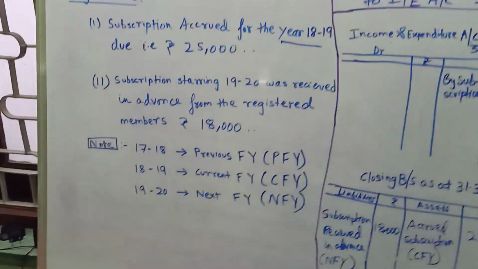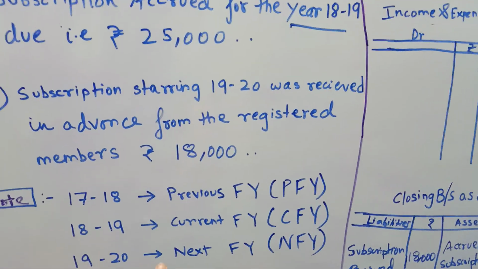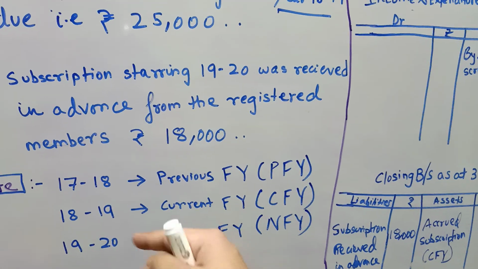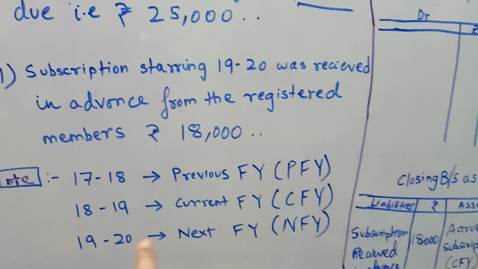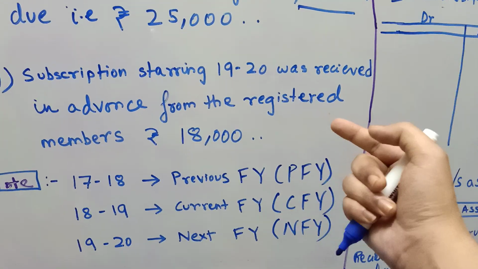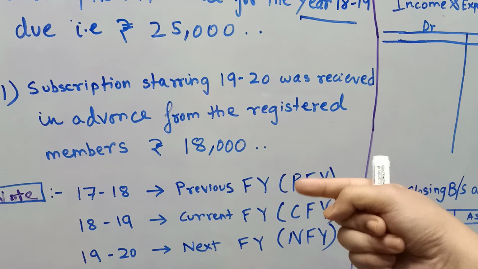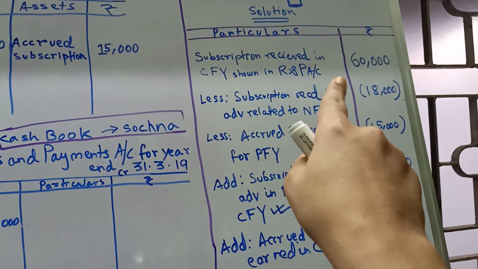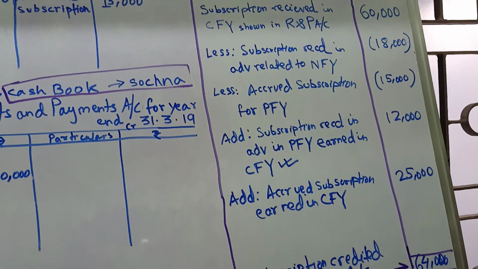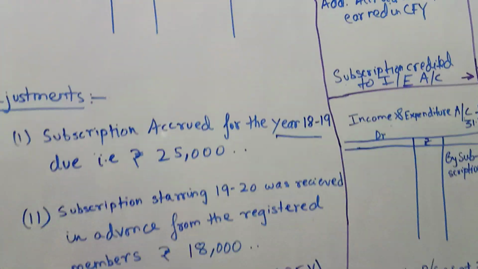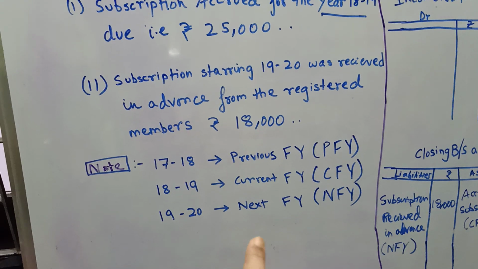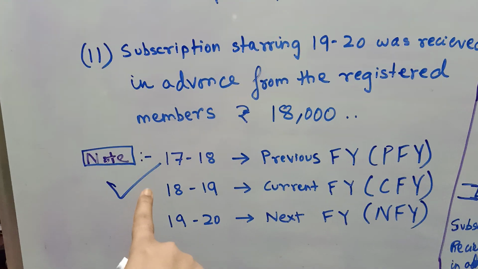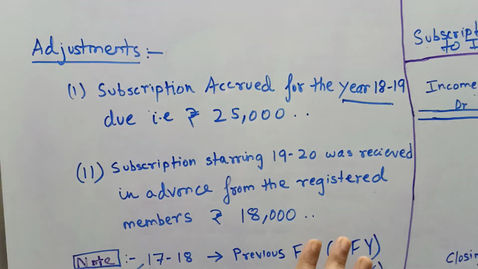And finally, last but not the least, this note is very crucial, guys. I am solving problem for the year 1819, current financial year. Hence, 1718 becomes its previous financial year and 1920 becomes its next financial year. So PFY, CFY and NFY, there should be clarity in these three. Once there is clarity in these three, you can clearly understand this NFY, PFY, CFY, all these which are written, they indicate the following years 1718, 1819 and 1920. So this note, guys, this note is really crucial. Please, this is the basis for solving.